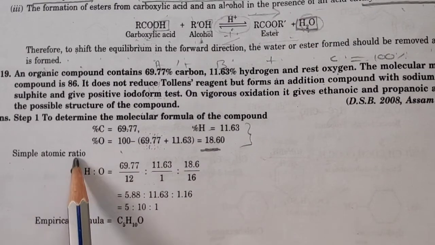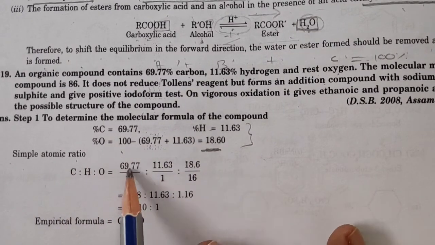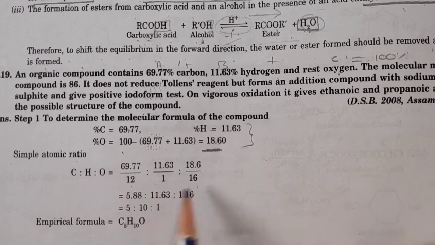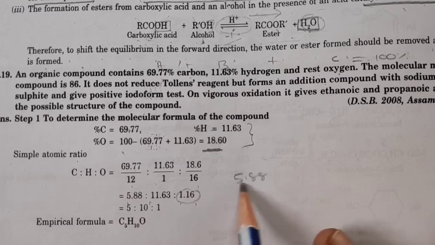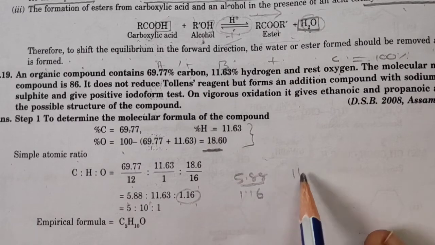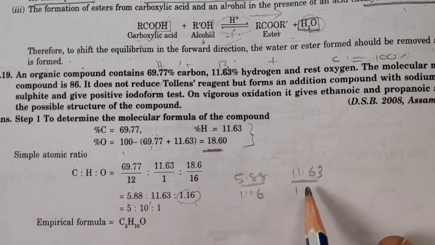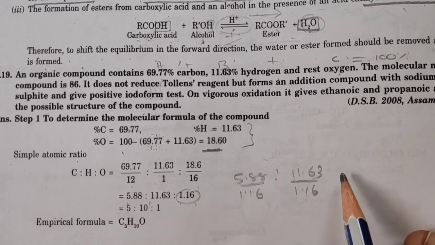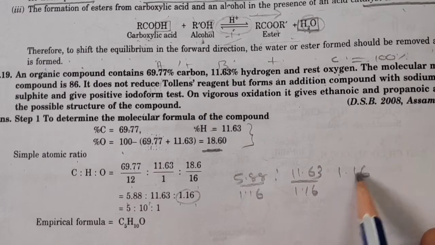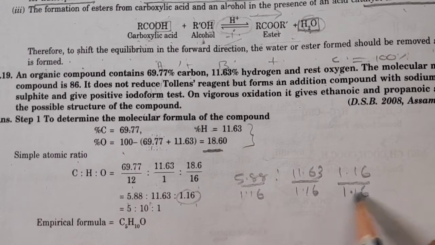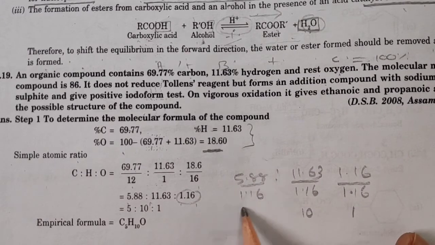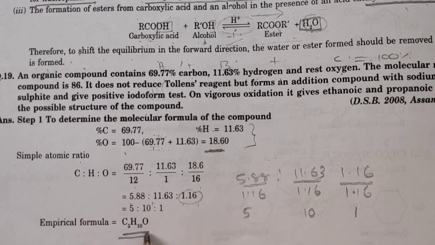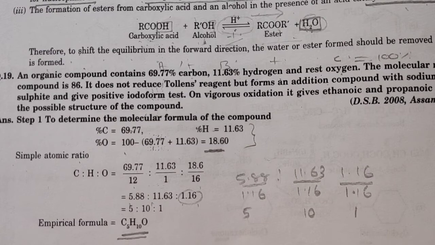Now, for the simple atomic ratio, we divide the percentage by the atomic mass. So we are getting this. Then the least one, that is 5.88, is divided into the others: 11.63 divided by 1.16, and 1.16 divided by 1.16. So here you will get 1, here you will get 10, and here you will get 5. With approximation, the empirical formula is C5H10NO.